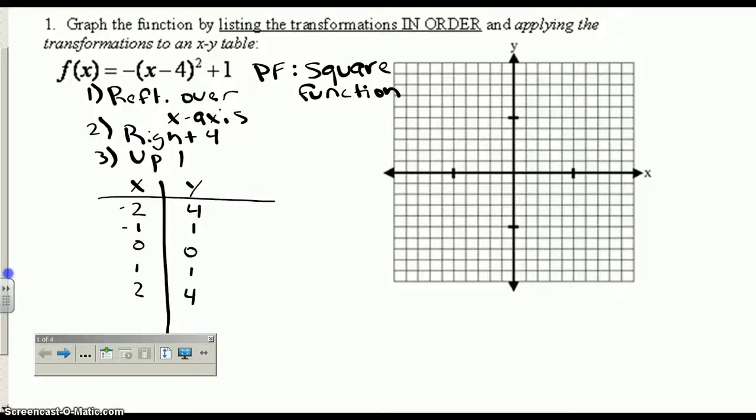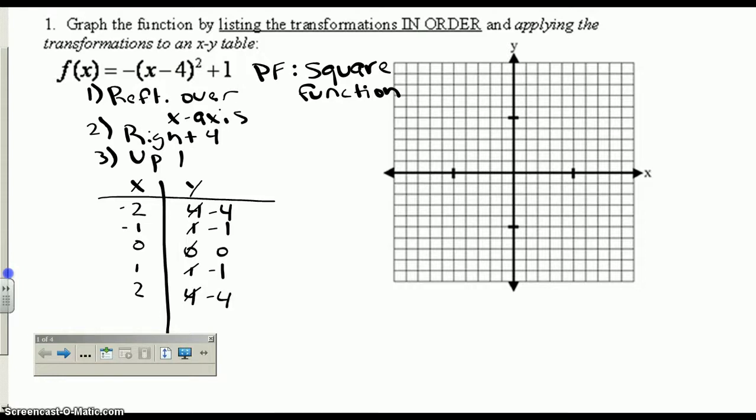The first one is reflection over the x-axis. So if you look at your transformation sheet, you find on the bottom left, where it says y equals negative f of x, that's the transformation we see. That's a reflection over the x-axis. So to do that, you have to make all the y values negative. So in my table, I'm going to make each one of these y values negative. 0 is still 0, 1 is negative 1, 4 is negative 4.